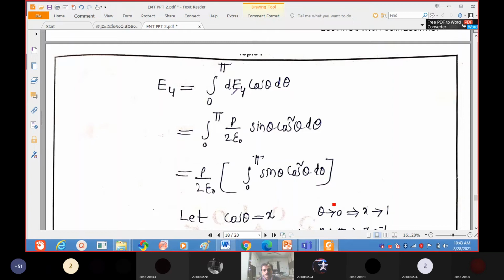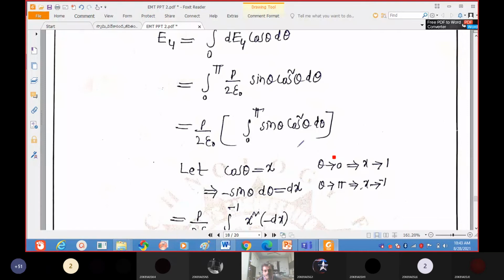Now substitute the dE4 cos theta value. So we get p by 2 epsilon naught into sin theta cos square theta d theta. Here p by 2 epsilon naught is constant, so we can write it outside. Now the only thing that changes is the angle. At different positions the angle will be different, and that angle varies from 0 to pi, into sin theta cos square theta d theta.